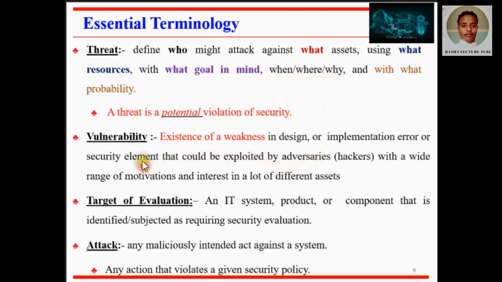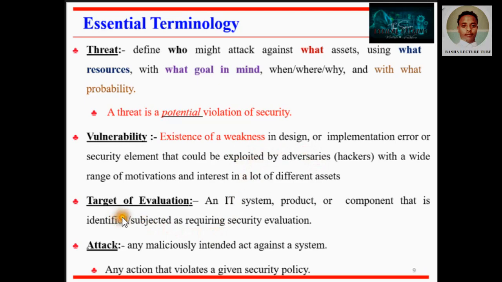The other thing is vulnerability. Vulnerability is a weakness, or the existence of a weakness, in the design, implementation error, coding error, or security elements that you apply. The algorithms that you apply may have some vulnerability. Checking those things is the aim of ethical hacking. So vulnerability is the existence of a weakness in your network system or other asset.